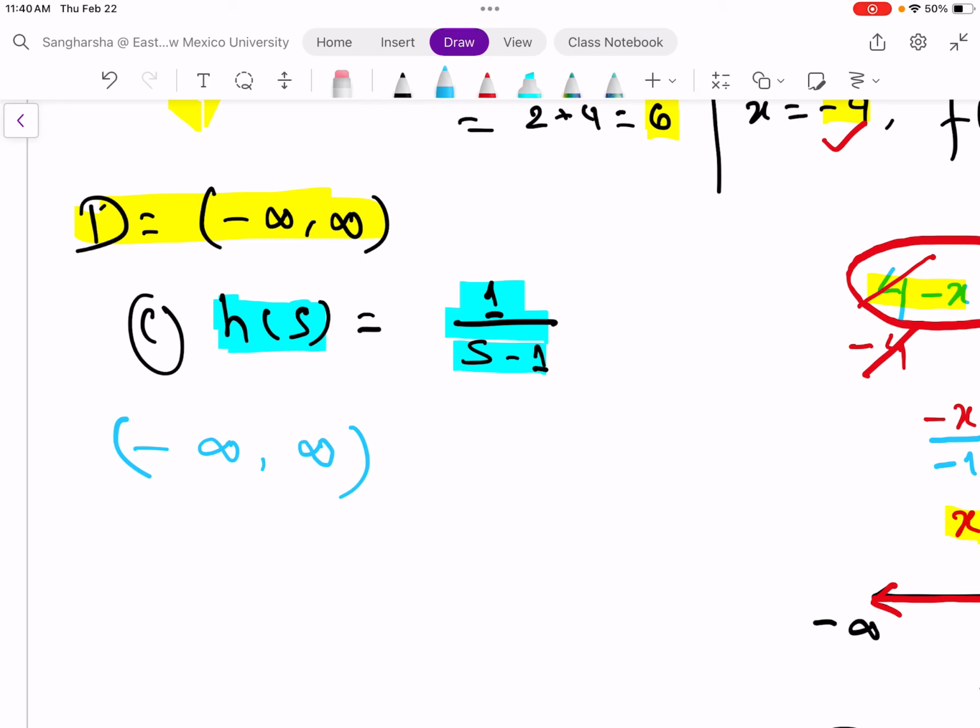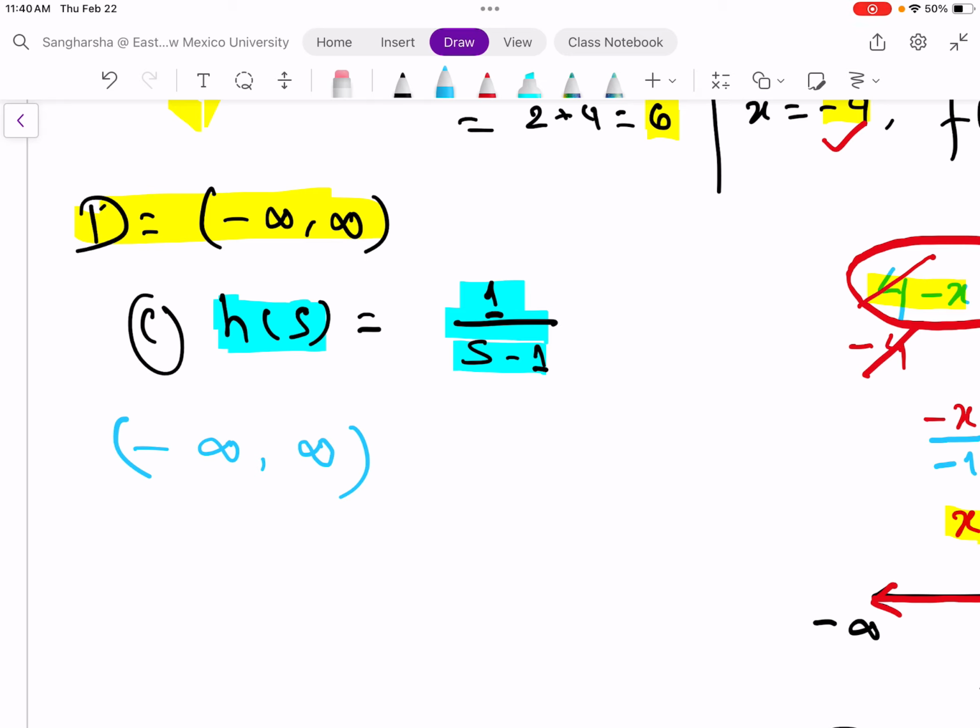So if you have 1 divided by 0, what is that equal to? That's undefined. We can't have 0 in the denominator. So we have a fraction here, which we also call a rational function. If we have a rational function, we can't have a 0 in the denominator. Now, what number makes our denominator equal to 0 here? For what s value is our denominator 0?